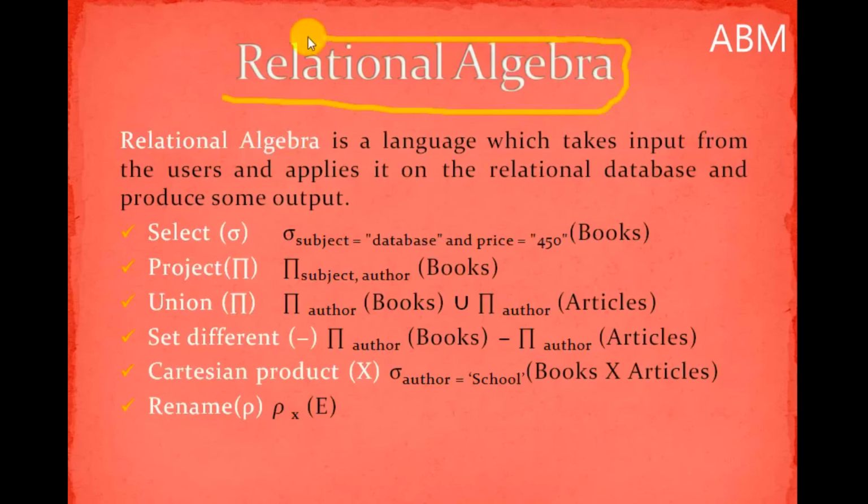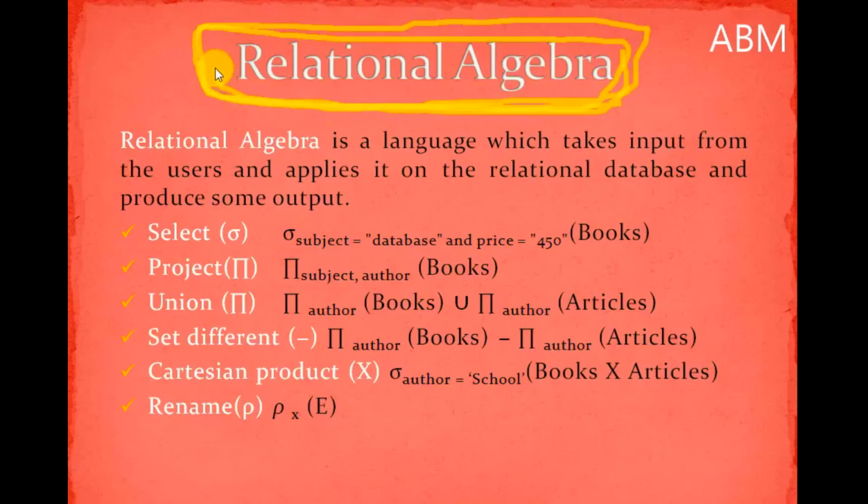Relational algebra discusses the mathematical algebra terms which are applied on the tables, on the relations, to populate data, to show the data to the users, to the admins, etc. It is a language to express the different types of queries which we apply on the tables. The first one is the select query. For example, here something is selected from the books table, where the subject is database and price is equal to 450.